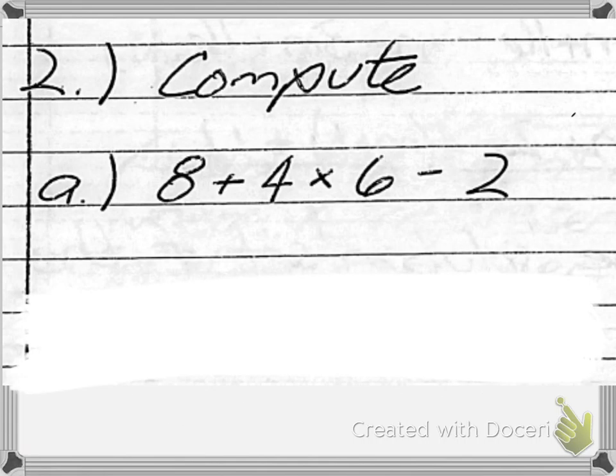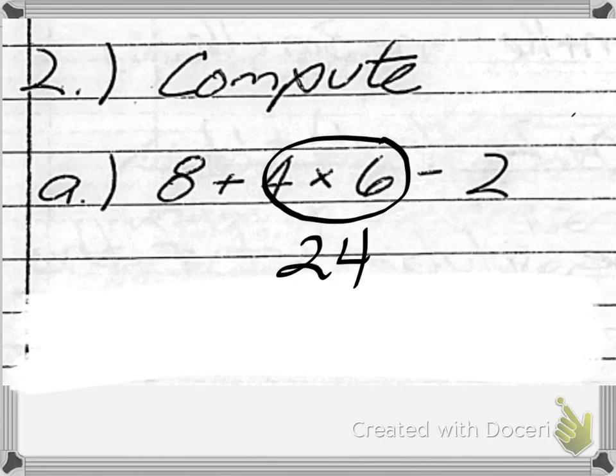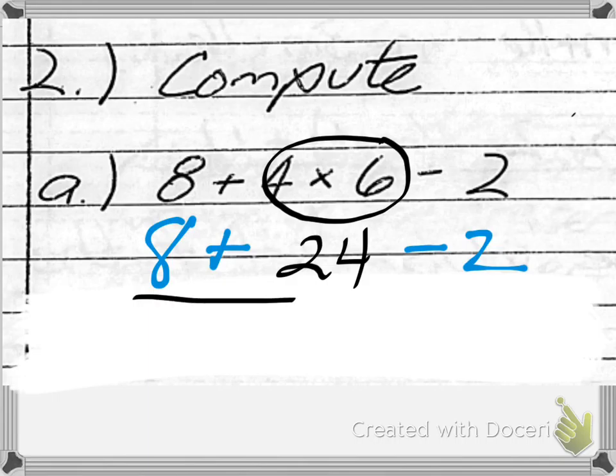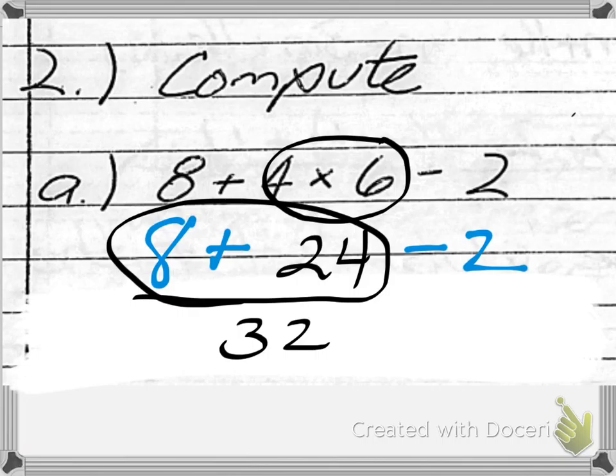So on here we have no parentheses. We have no exponents. We do have a multiplication problem. So we're going to do 6 times 4 to get 24. Everything else then just gets written down. Now we go ahead and we're going to add or subtract in order. So adding happens to come first. So we get 8 plus 24, which is 32. Everything else just drops down.